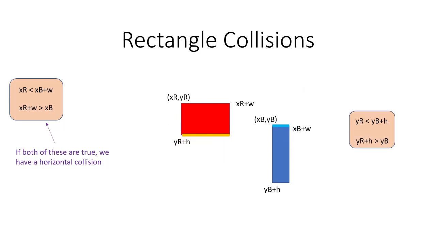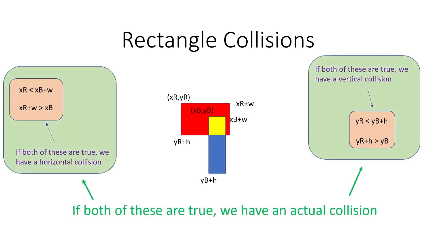They could overlap in this direction as well, in which case the bottom edge of the red rectangle, YR plus its height, would be greater than or below the top edge of the blue rectangle, which is YB. Now, if both of those conditions are true, we have a vertical collision. So when do we have an actual collision? Well, we're going to have an actual collision when we have a horizontal collision and a vertical collision.